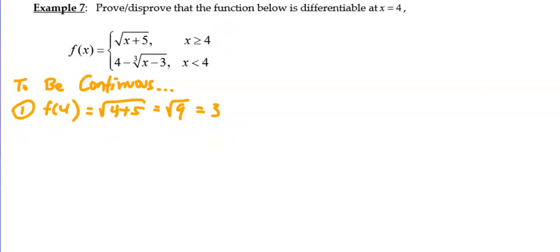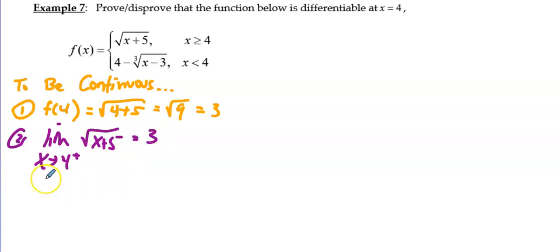If we look at number 2, we're going to find our limit. Again, because it's a piecewise function, we're going to have a left and right-hand limit. I found the right-hand limit already, and I'm going to write the function out this time. Again, you can put f of x if you want to, but we've already found it.